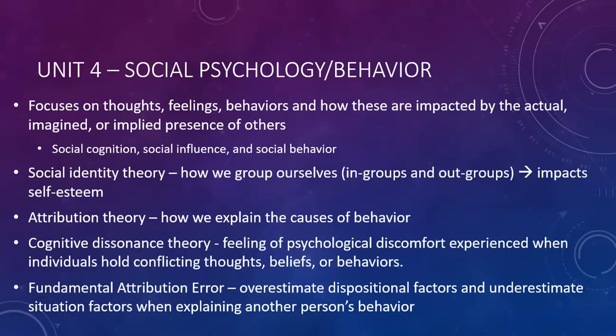Social identity theory, how we group ourselves in and outside of groups, again, ultimately impacting our self-esteem. Attribution theory, how we explain the causes of behavior. Also cognitive dissonance theory, that when we feel psychological discomfort, how we are going to handle and deal with those conflicting thoughts, beliefs, and behaviors. We also have fundamental attribution error, where we overestimate dispositional factors and underestimate situational factors when explaining another person's behavior.